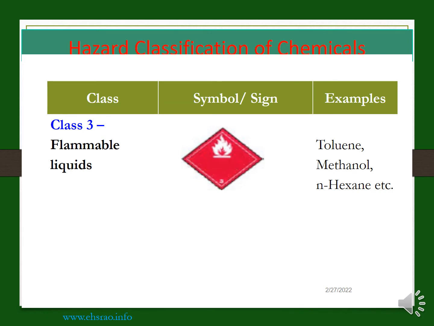And coming to class 3, flammable liquids. All flammable liquids come under class 3. So this is class A. Many of the solvent tankers have this label, petrol tankers and everything. Examples are toluene, methanol, hexane, diesel and petrol. These all come under class 3.